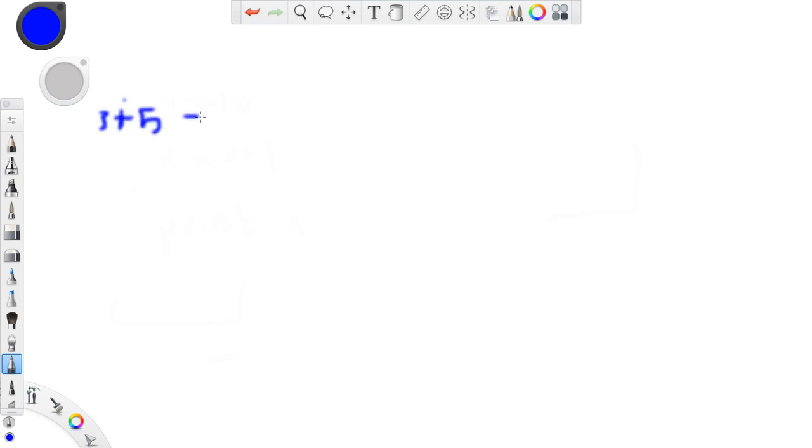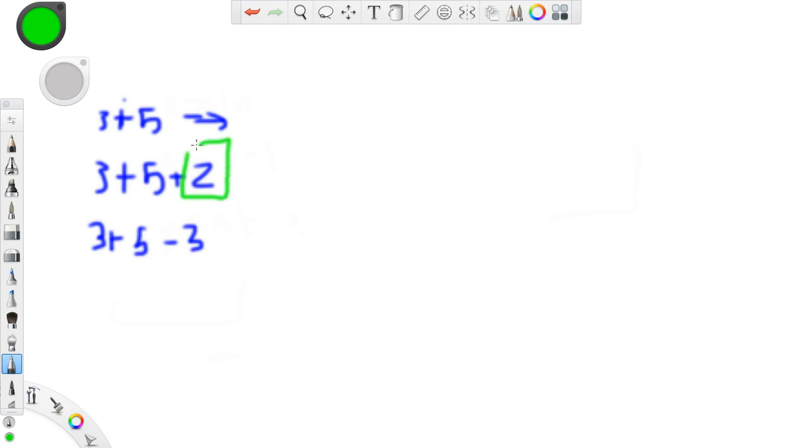Okay? Then you want to add 2 to it, so you'll say 3 plus 5 plus 2. Then you want to subtract 3 from it, so you say 3 plus 5 plus 2 minus 3. You did 2 processes on this number. You first added 2 to it, then you subtracted 3.